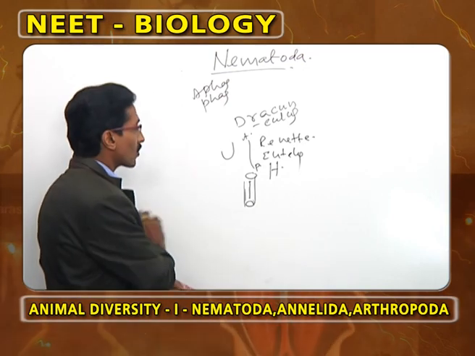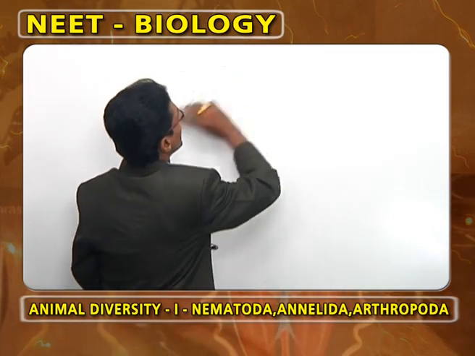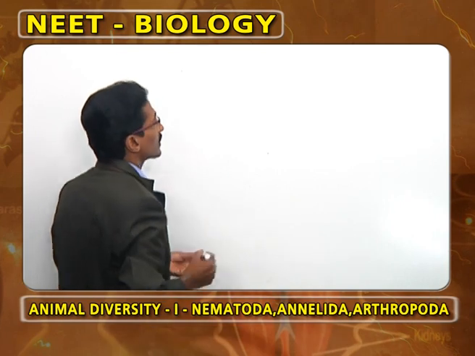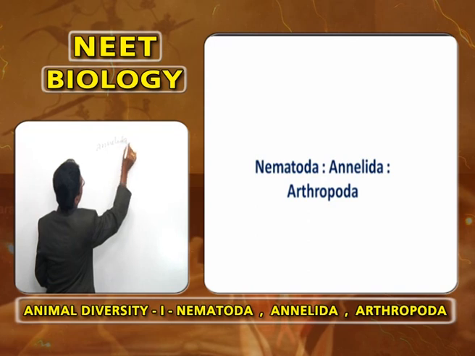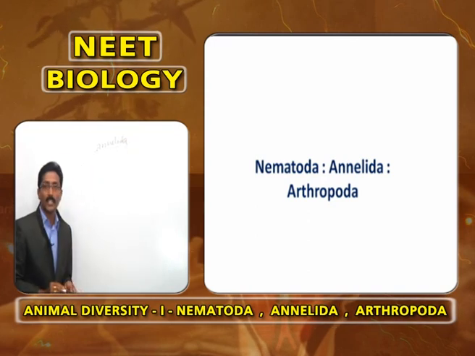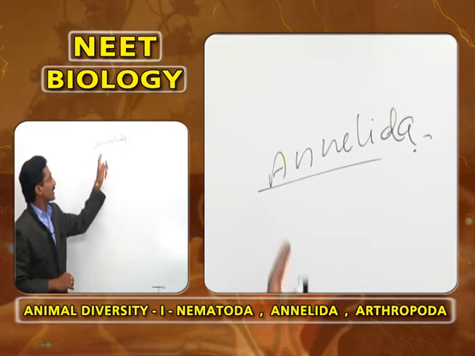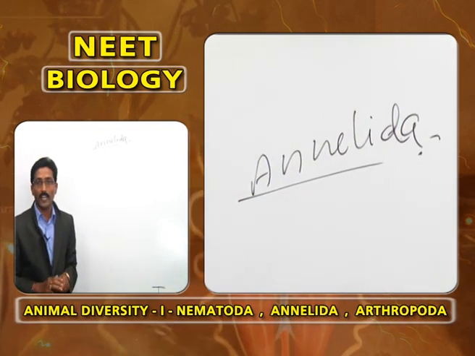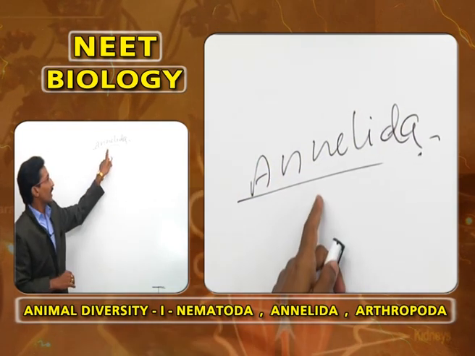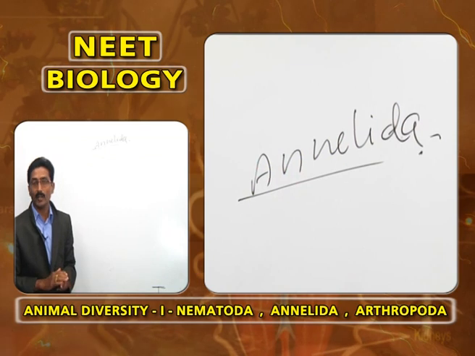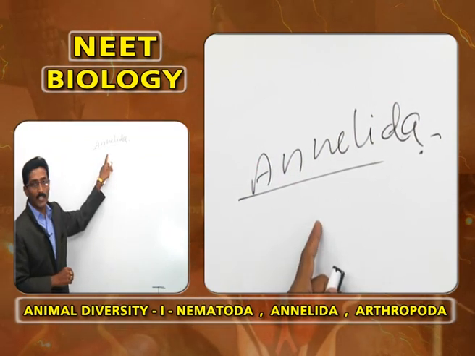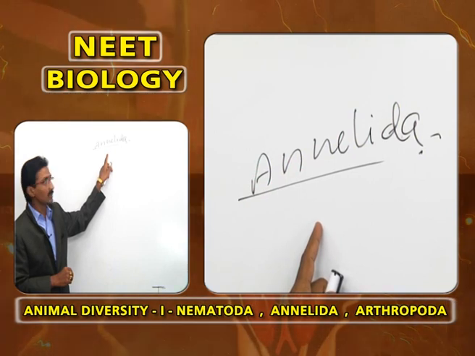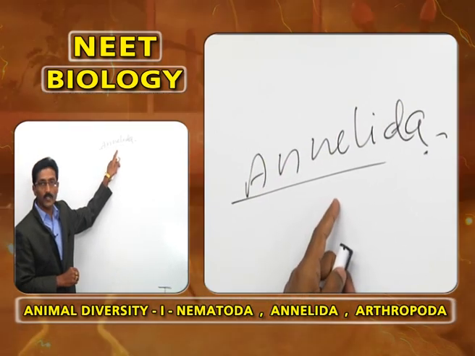Now we have to discuss the next one. We call it Annelida. The next phylum we call Annelida. Now, as we observe the characters of Annelida, what is the taxonomic position of the phylum Annelida? The word Annelida was proposed by J.B. Lamarck, and we know very well the word biology was also proposed by J.B. Lamarck.